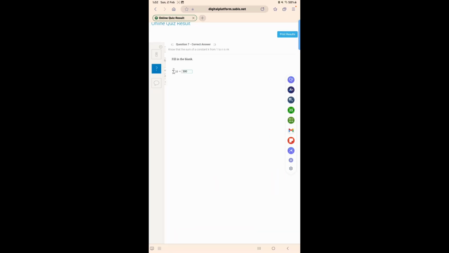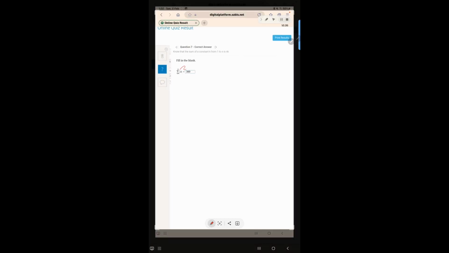Okay, for this question, this symbol here means summation. So basically what this is saying is the summation of 10, 30 times, with n equals 1 here. When you do the sum of 10, 30 times, what do you get? So it's just basically 10 times 30, which is equal to 300.